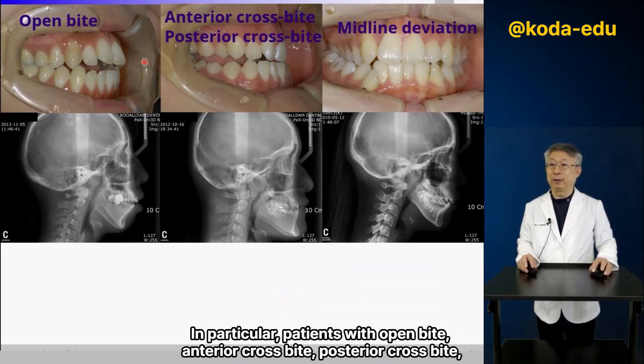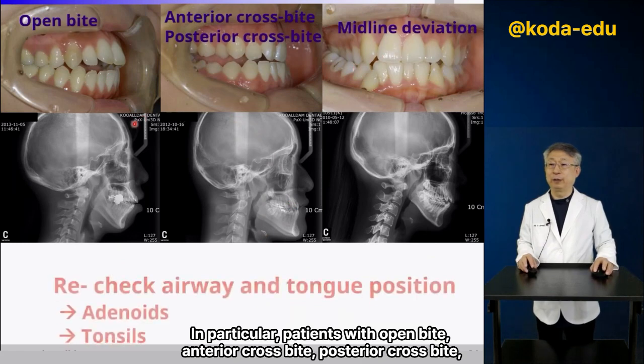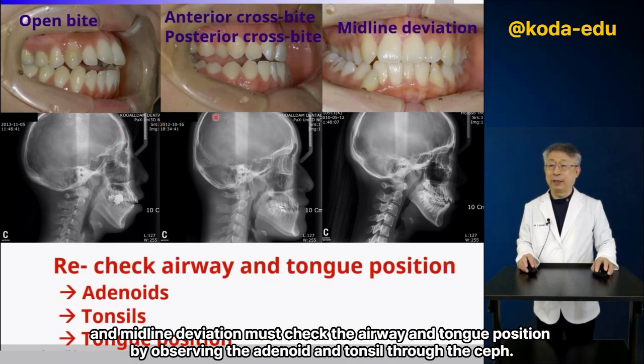In particular, patients with open bite, anterior cross bite, posterior cross bite, and midline deviation must check the airway and tongue position by observing the adenoid and tonsil through the sieve.